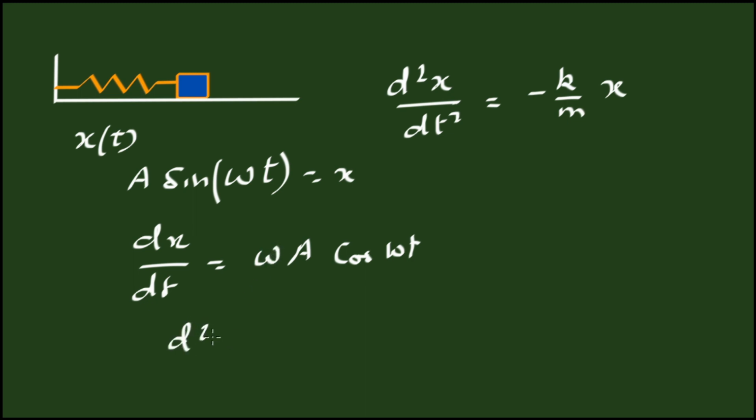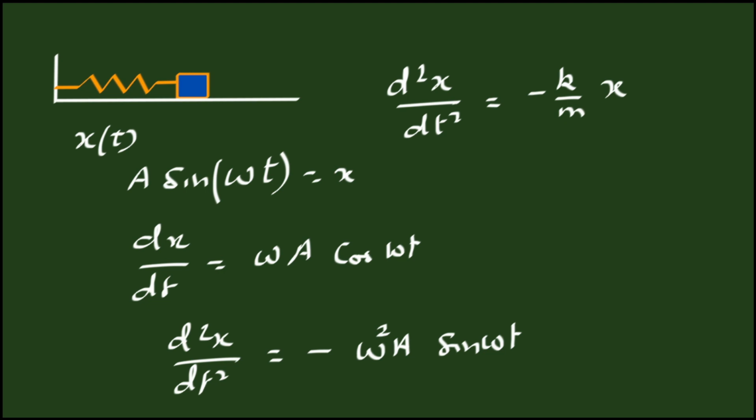Let's differentiate this again. d2x by dt squared. That gives me omega a stays as it is. Differentiate cos omega t with respect to t gives me minus sine omega t. That's the derivative with respect to omega t. I want the derivative with respect to t. I have to multiply this by derivative of omega t with respect to t. That gives me another omega, so I get this.